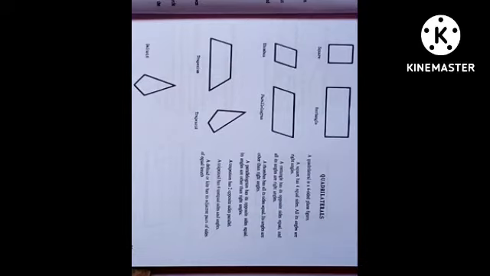So lastly, we have our deltoid and kites. So deltoid is also known as a kite. It has adjacent pairs of sides equal. So that means the sides that are beside each other have equal length. So this side beside this one has equal length. This side beside this one has equal length. So that's why it has two adjacent pairs of sides equal.